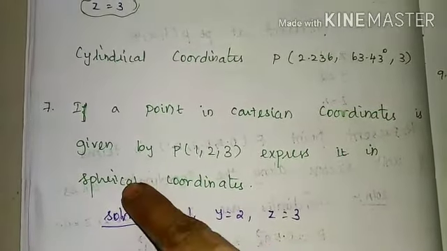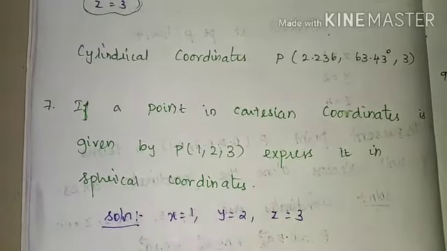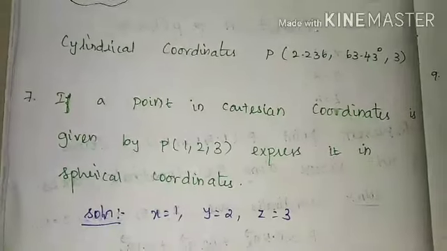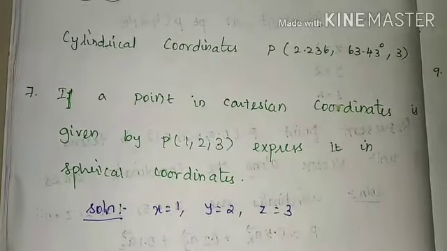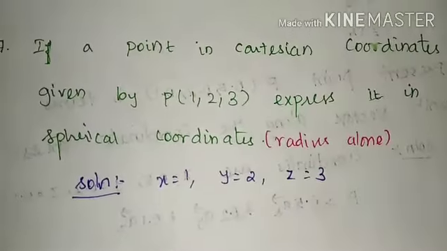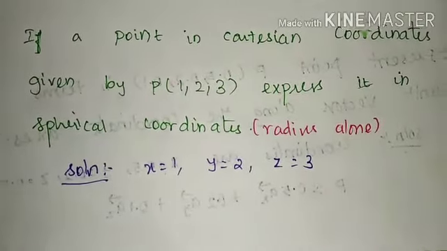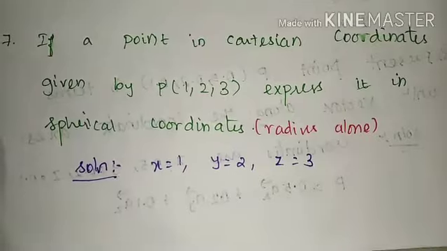First, what are the spherical coordinates? That is r, theta and phi, right? Here first we will find the value of r alone. Here we are going to find only the radius of the sphere. But we know the formula to find phi and theta.